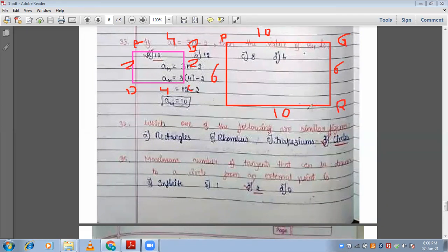Now take the ratios. AB by PQ is equal to BC by QR, which is equal to DC by SR is equal to AD by PS. Now obviously the two corresponding sides are not equal. Then rectangle is not a similar figure. Same way check for rhombus, check for trapezium, but circle, observe here.